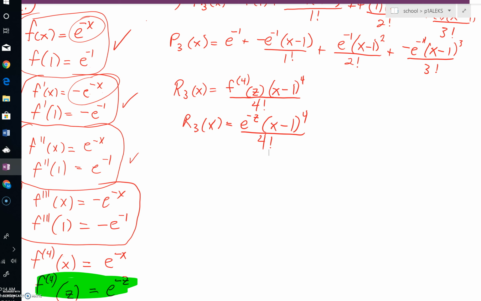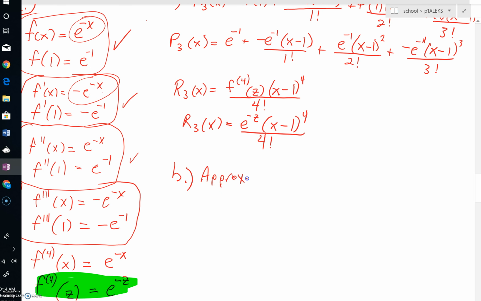Now for part B, as we're looking here, what they're saying is, could you approximate e to the negative 1.02.